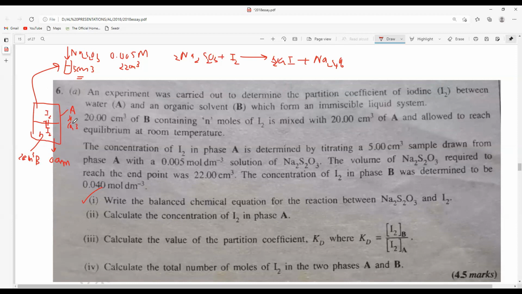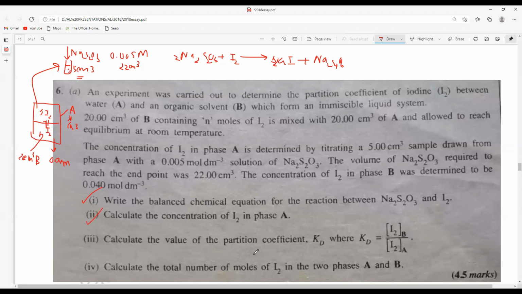Since they ask only for the concentration, you can just find the moles in 5 cubic centimeter, divide by 5, and you get the concentration, because the concentration here and here is the same. The only difference is the number of moles. So either you find the concentration directly here, or you multiply by 4 to get the total amount, then divide by the total volume. It is the same thing. So you can find it.